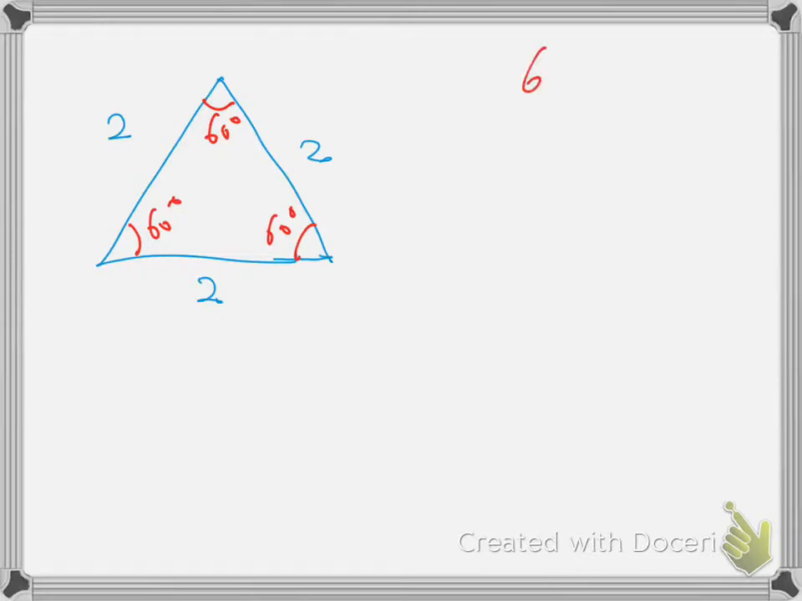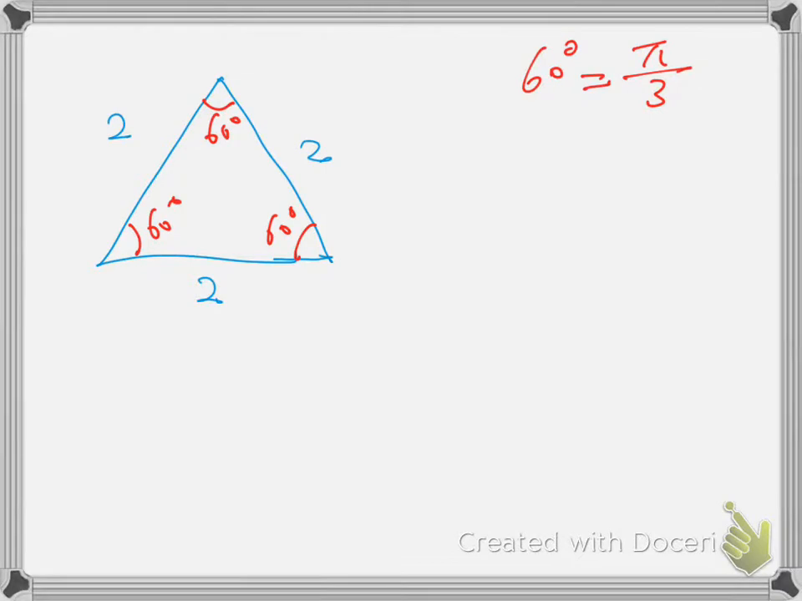Next week I will tell you how to change degree to radian and radian to degree. So 60 degrees is pi over 3. All 3 sides of this triangle have length 2, and all the angles are 60. But where's the right triangle? We're talking about the right triangle.